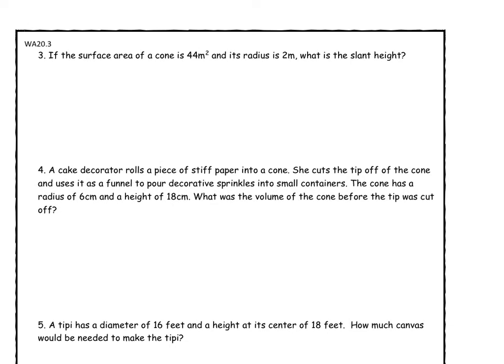So if the surface area of a cone is 44, the radius is 2, what is the slant height? So this is one of the ones where we have to do some substituting. So I've got the surface area and I've got the radius, and it's asking me for the slant height. It's a cone, so start by writing down the formula. Surface area is equal to pi r squared plus pi r s. So I have 44. The radius is 2.